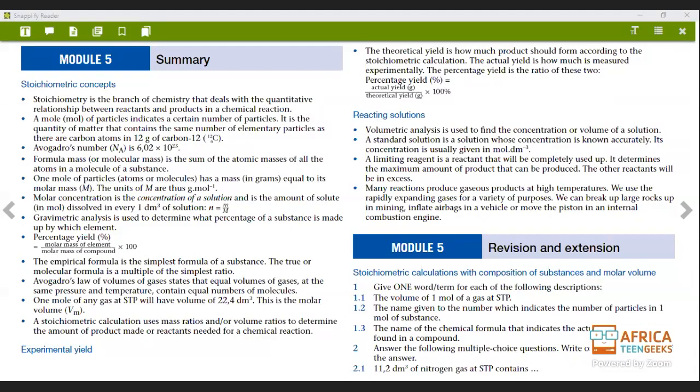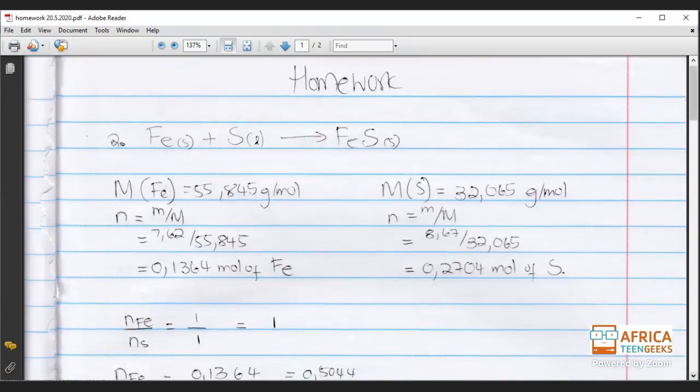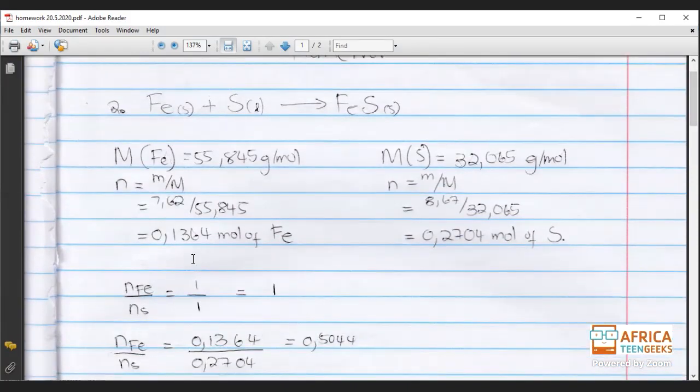Okay, so let me just show you an example from one of the problems that we did. This is the limiting reagents. For example, they give you Fe and they give you S, and they say all of this equals FeS. They're going to give you the mass of Fe and the mass of S. In this case, we do not know what the limiting reagent is. What are we going to do? First, we calculate the number of moles of Fe and then the number of moles of S. Thereafter, we'll have our number of moles for each.